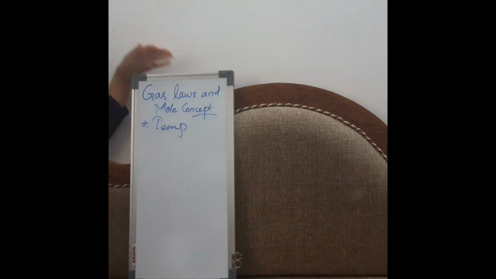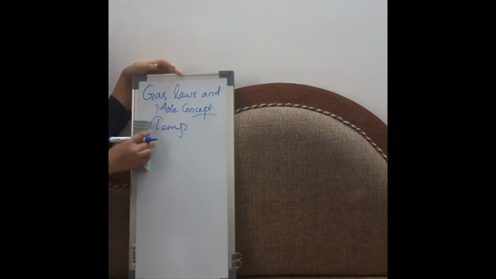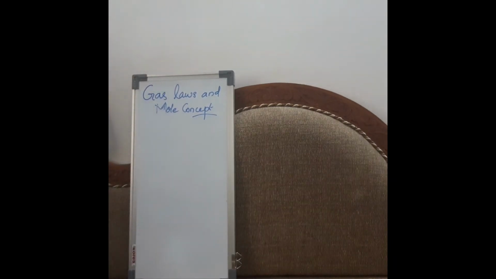So 3 points: volume, pressure and temperature. Just write a short note about these 3 points in your notebook. Okay, that's very easy. Now we have to learn some relations between volume and pressure, volume and temperature, and volume and the number of molecules. So, these 3 relations are studied.